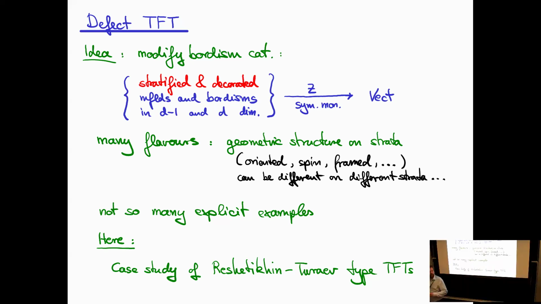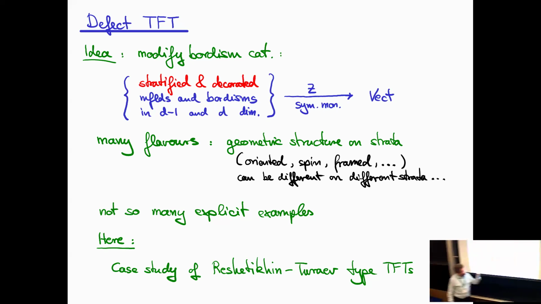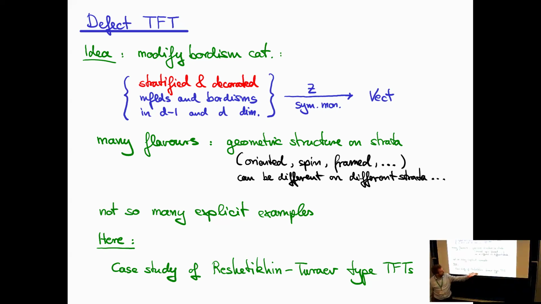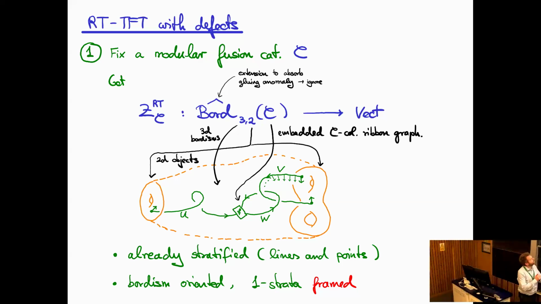When you talk about defect TFTs, there are not so many explicitly computable examples. After having been at this conference for this many days, there are more examples than I thought, but that's not so many. And what we will do here is look at one standard type of TFT in 3 dimensions, which is Reshetikhin-Turaev type TFTs, and I want to equip this to make it work on stratified and decorated bordisms. That's the plan. So let's have a crash course in Reshetikhin-Turaev TFT.